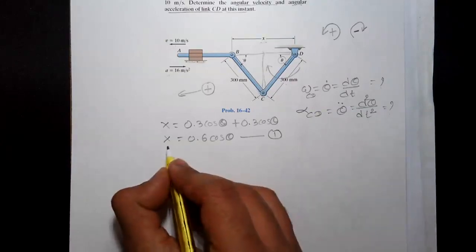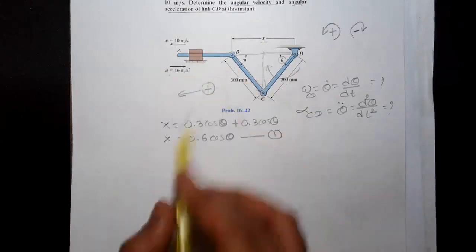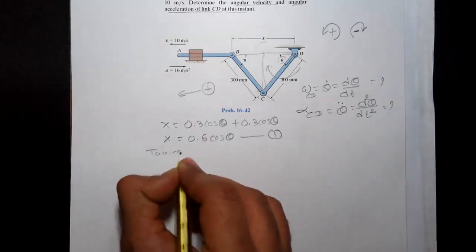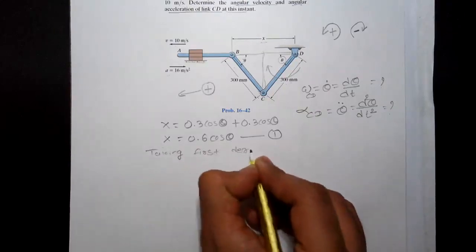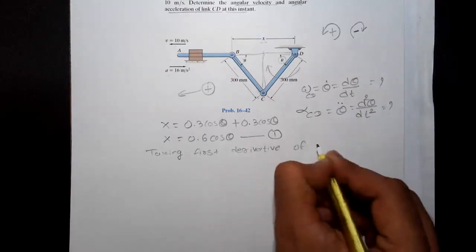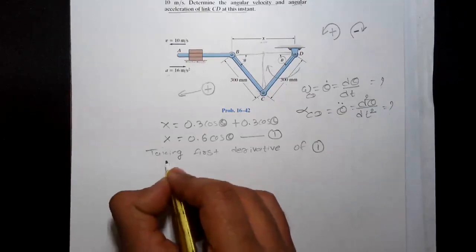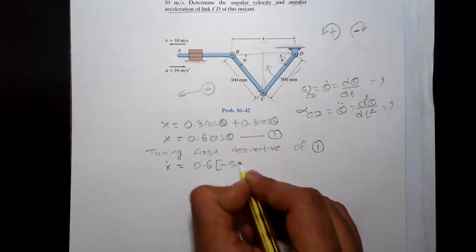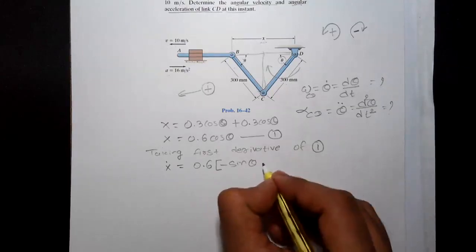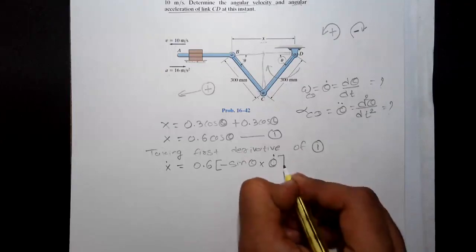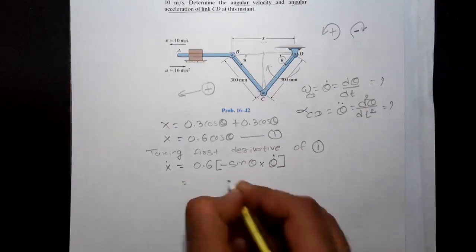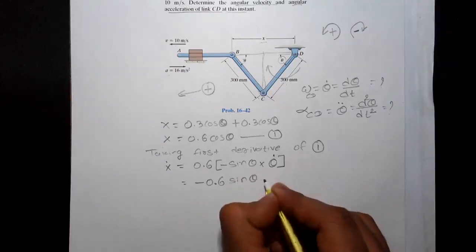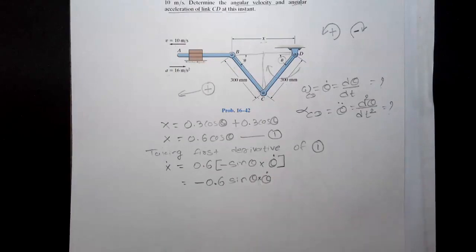Now, if we take the first derivative of this equation, we will relate the velocity of link AB, that is x dot, with theta dot. So taking the first derivative of equation 1, this will be x dot, with the derivative with respect to t. This is 0.6. The derivative of cosine theta is minus sine theta, but theta is also a function of time, so we multiply by the derivative of theta, which is theta dot. Simplifying, it is minus 0.6 sine theta multiplied by theta dot.